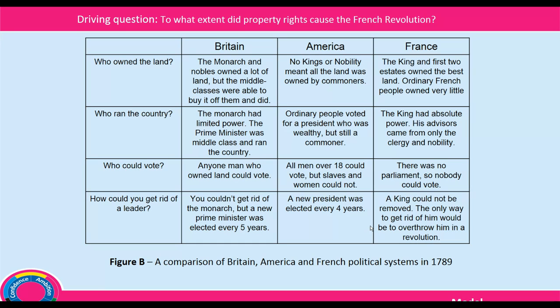Who could vote? In Britain, any man who owned land could vote. In America, all men over 18 could vote, but slaves and women could not. In France, there was no parliament, so nobody could vote.